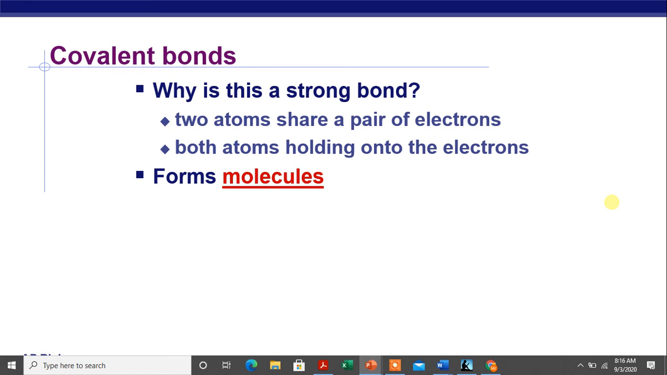So, if covalent bonds are the main strong bond, then why is it a strong bond? Well, the fact is that two atoms share a pair of electrons. Both are holding on to them, so you would need to break the grasp of both atoms on those electrons to break the bond.